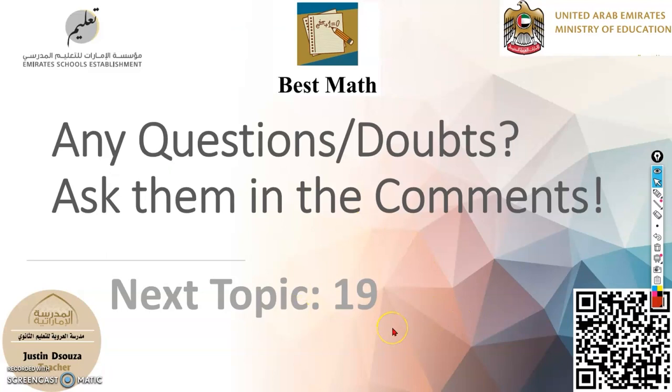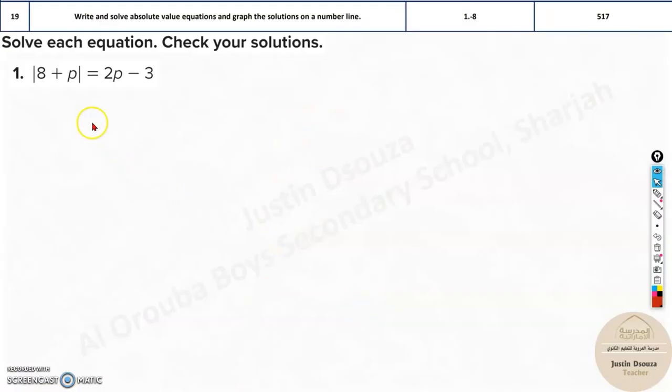Now we move to the last but one topic of part 2, that is the 19th topic, which is on solving absolute value equations. You can see over here, this is an absolute value equation. We need to solve it. Now, whenever this comes, there are two cases. Okay, you will get like this.